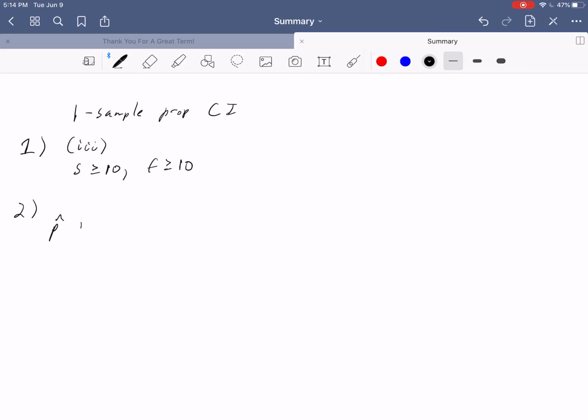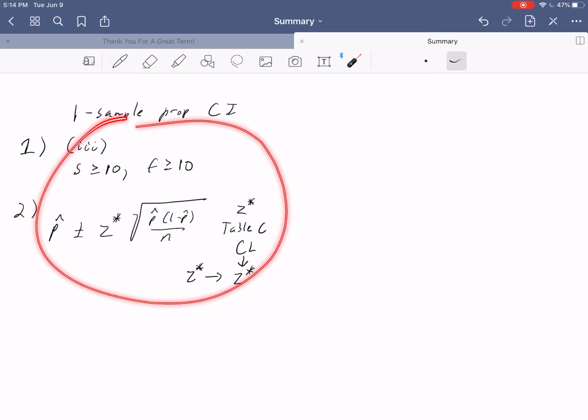Then for the construction, it's p hat plus or minus z star square root p hat 1 minus p hat over n. And that z star again does come from table C still, but you'll just use the z star row, intersect that with your confidence level, and that'll give you your value there. So not too bad to be able to do that one.